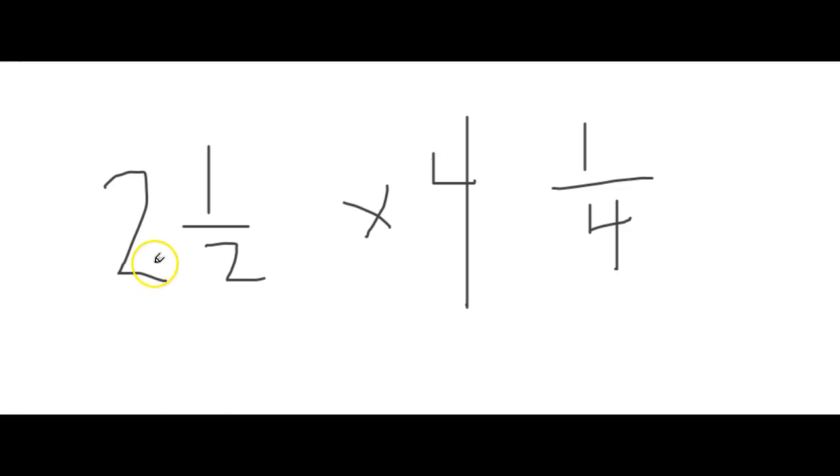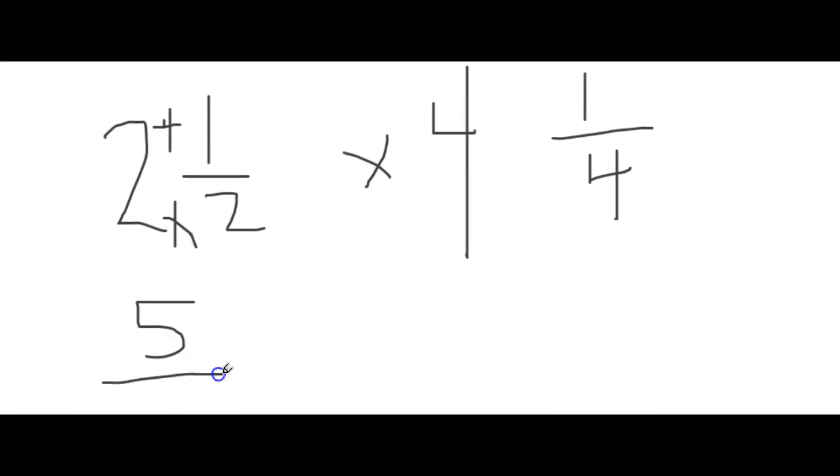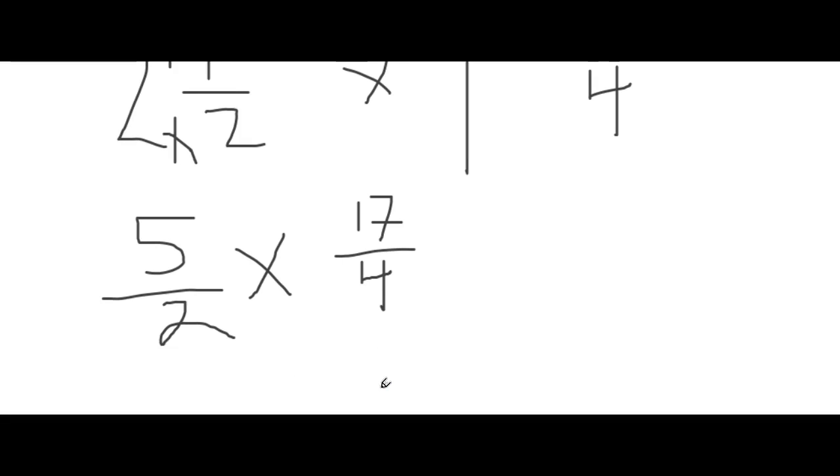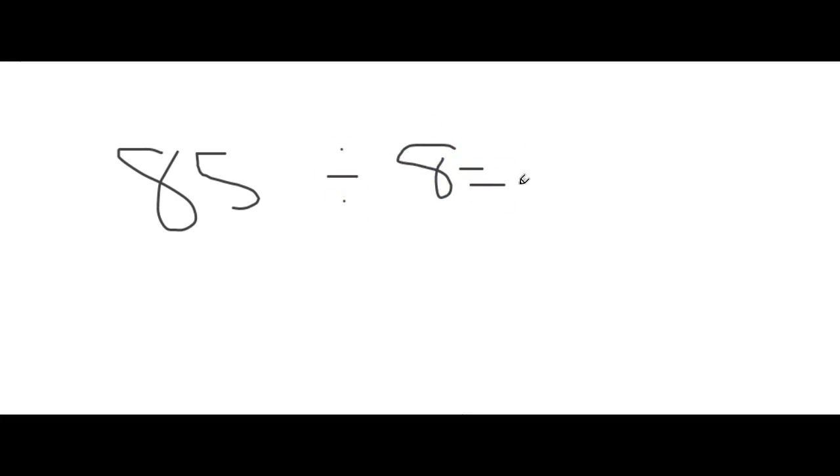All right, I'm hoping you paused the video. Here we go. 2 times 2 is 4 plus 1 is 5 over 2. And that's going to be times 4 times 4 is 16 plus 1 gives you 17 over 4. I was getting ready to write down 15 for some reason. Now we got 5 times 17, and that gives you 85. 4 times 2 gives you 8. So we got 85 divided by 8.